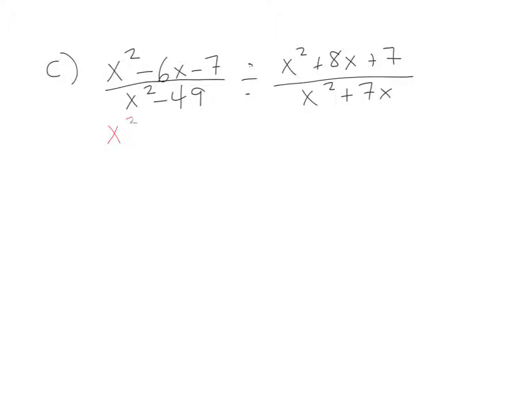So this becomes x squared minus 6x minus 7 over x squared minus 49 multiplied by, I'm actually going to change that to just a dot so it's not confused with the x's. And then I'll do x squared plus 7x over x squared plus 8x plus 7. Now it's just like the question we did before. It's just a multiplication question. So start factoring.